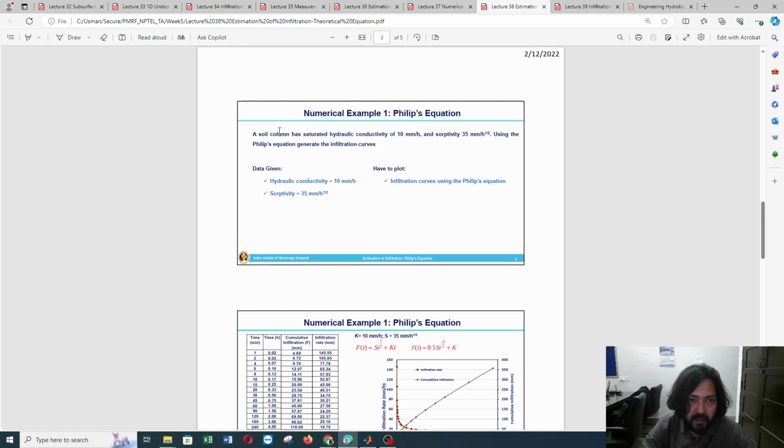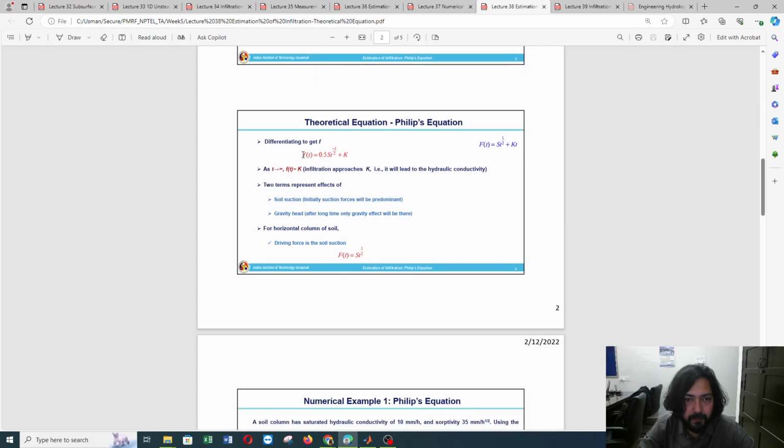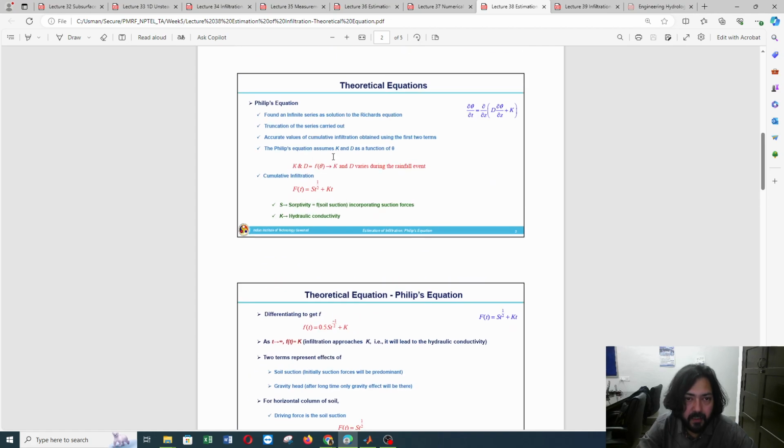What they have given us is a soil column with a saturated hydraulic conductivity of 10 mm per hour. So they have given us the K value and also the S value, and they are asking us to use the Phillips equation to generate the infiltration curve. So simply, we are directly going to use the infiltration rate equation, 0.5 S t to the power of minus half plus K, because we know the value of S, K, and time is changing, right?